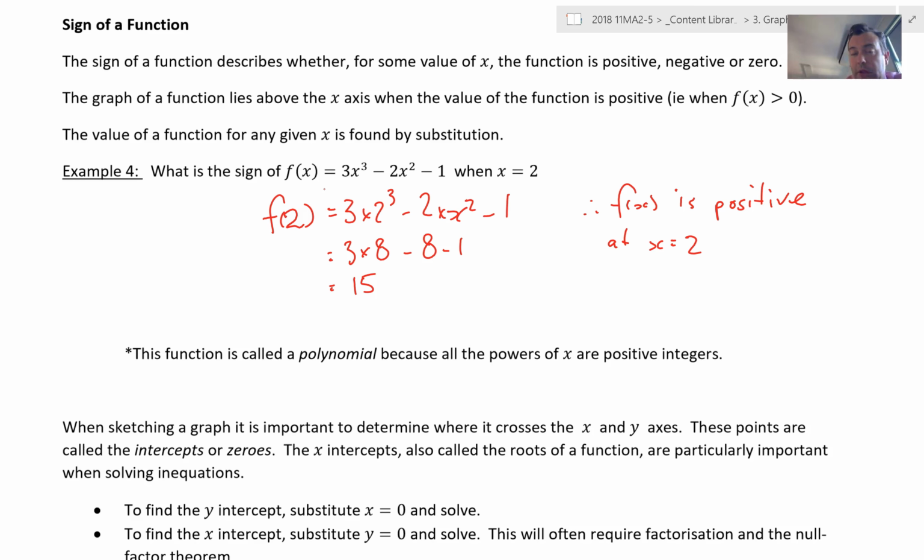Now, the range is sometimes restricted, particularly if that highest power is an even number. These are called polynomials, and we'll be dealing with those a lot in this topic here. Right, they're nice straightforward things.